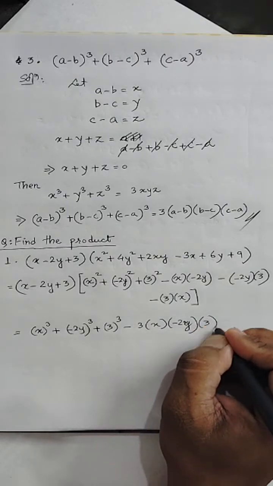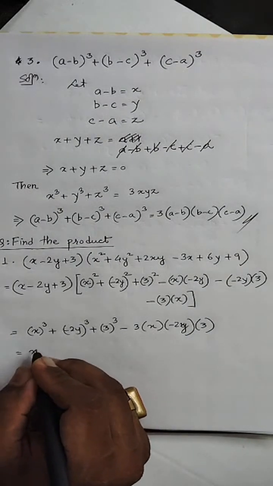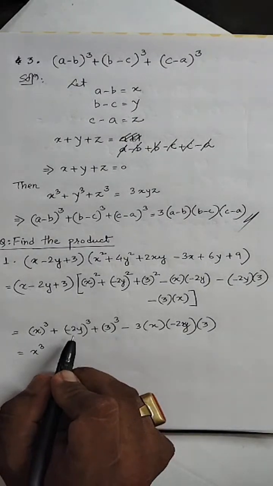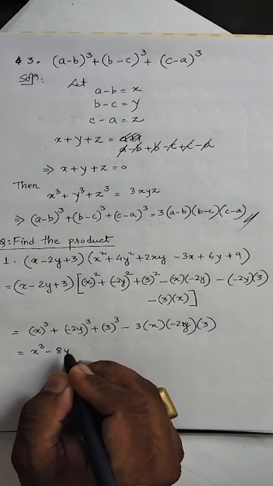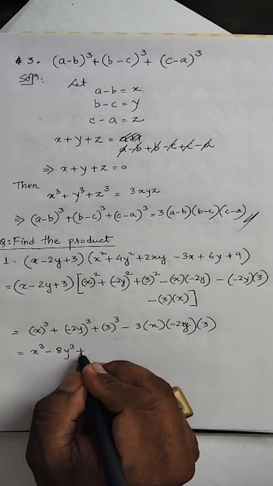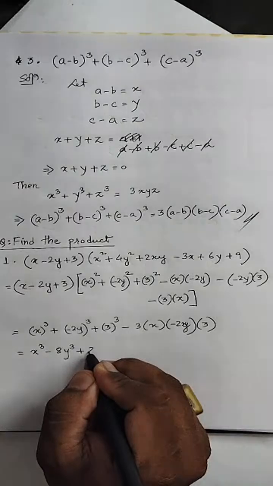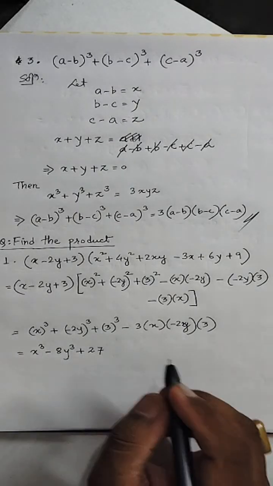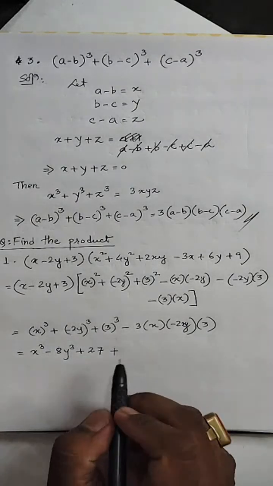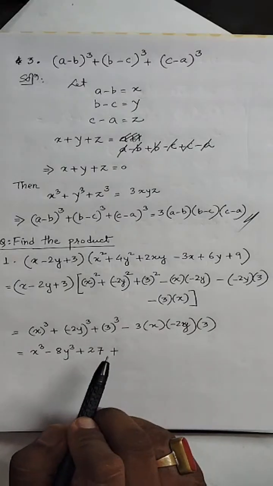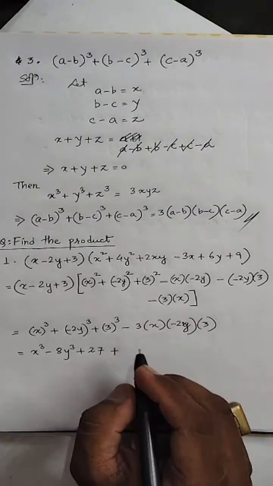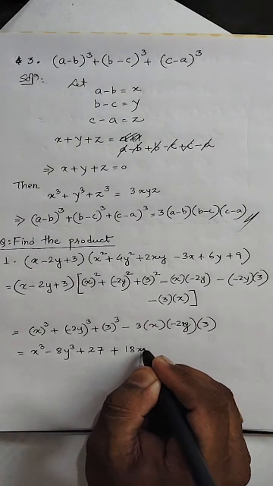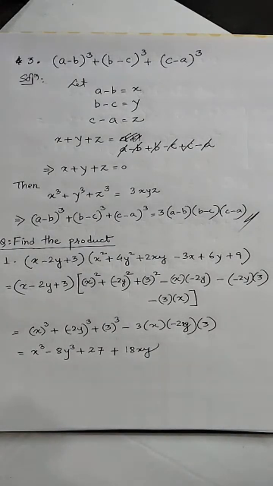So our final answer will be x cube. Cube of negative is always negative, so this will be minus 8y cube plus 27 and positive. How is this positive? Negative and negative gives us positive. So positive 3 into 3, 9 into 2 is 18, x and y. So this is going to be our product. Okay.